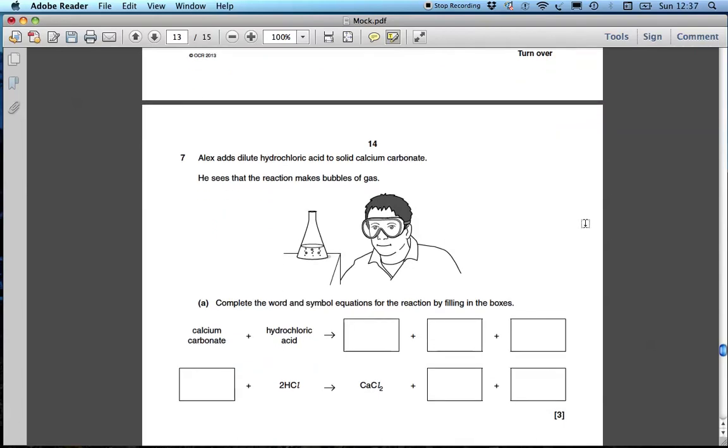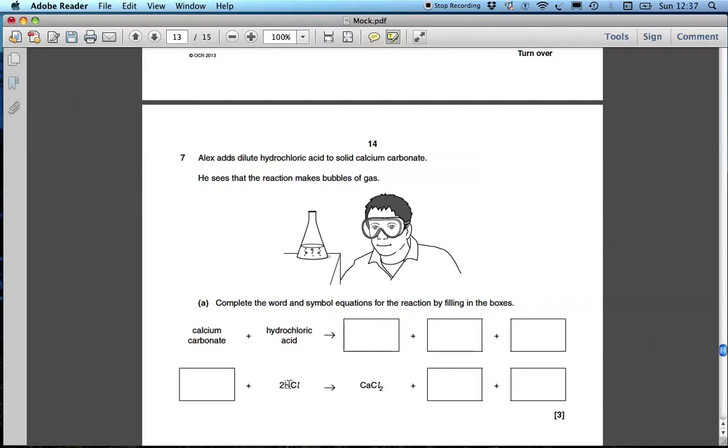This was one of the three big equations that you're expected to know. We have a carbonate and an acid. So carbonate plus acid goes to salt, water, and carbon dioxide. The salt we got here, you can see below, has calcium and chlorine together, so that's calcium chloride. Our symbols then: calcium is Ca, and carbonate is CO3. So we have Ca2+ and CO3 2-, which gives CaCO3.